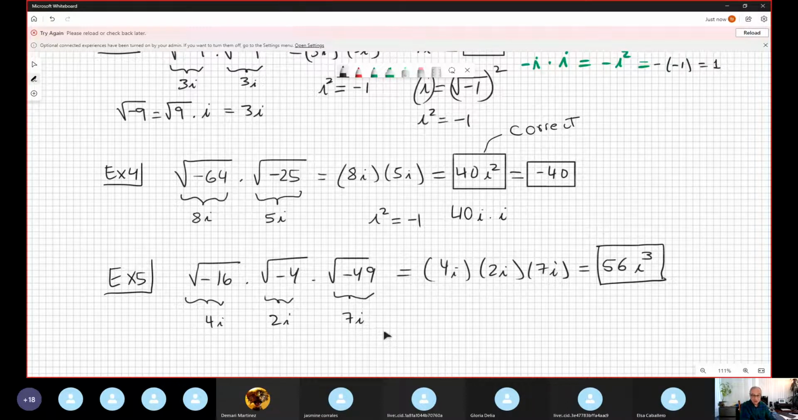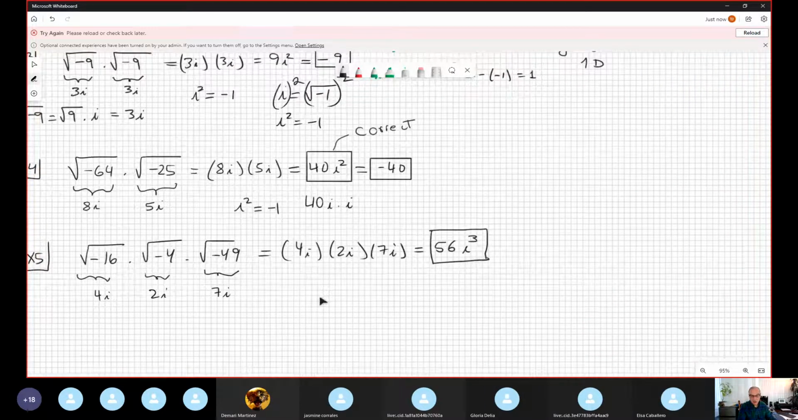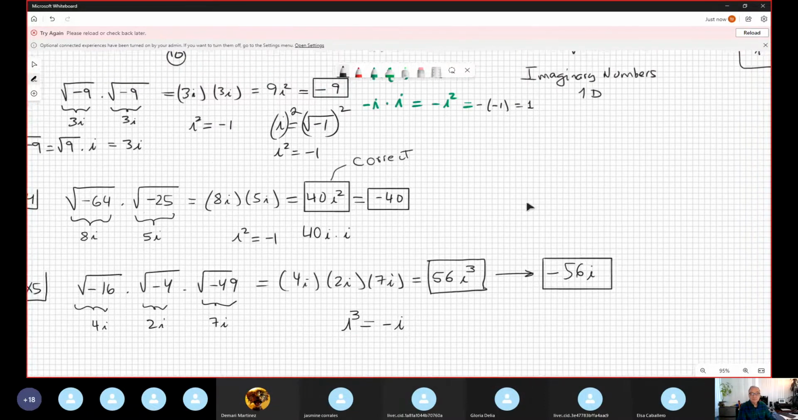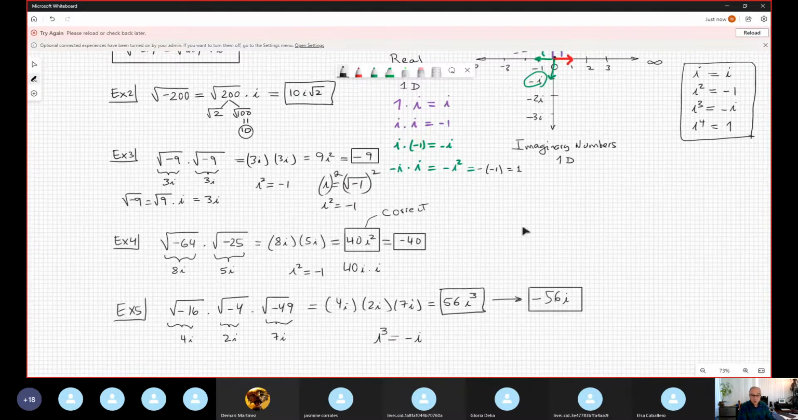It's on the imaginary axis, but down. So you need to know by memory that i cubed is equal to minus i. The final correct answer is minus 56i. That number is purely imaginary, but it's negative. Make sense? All right, yes, Sophia. Okay, Sophia.